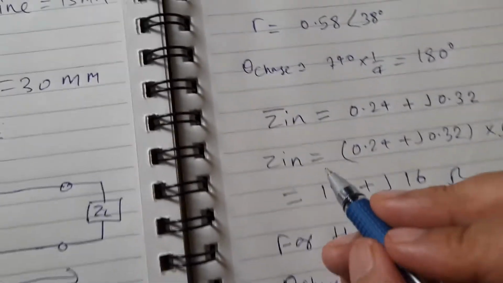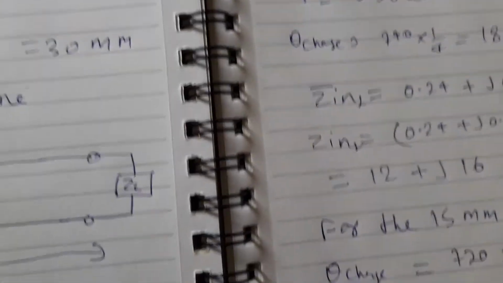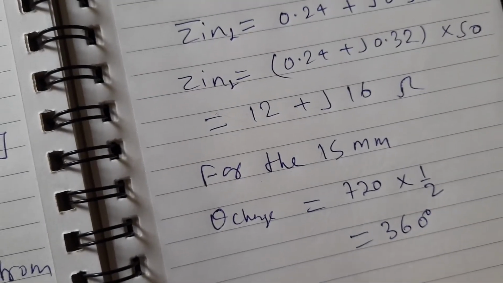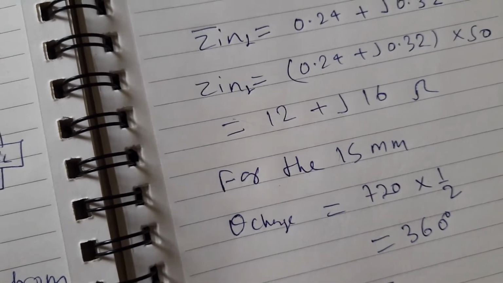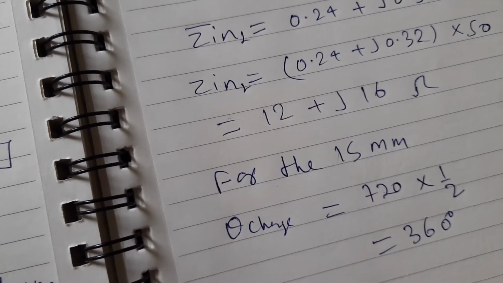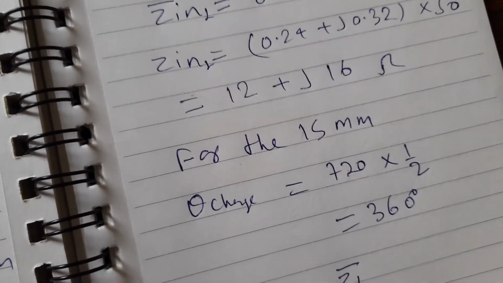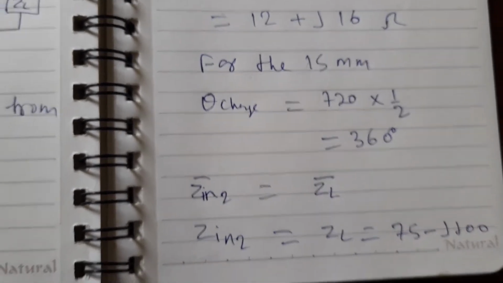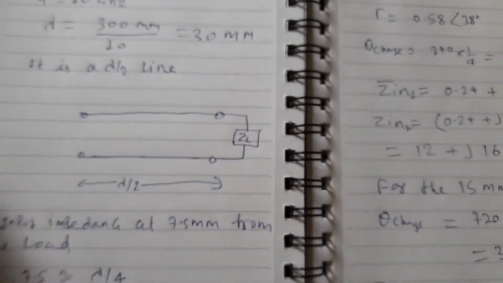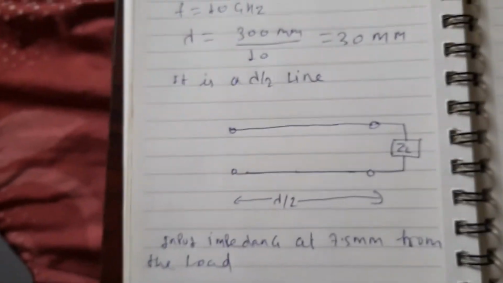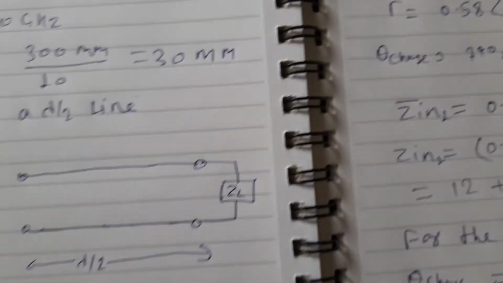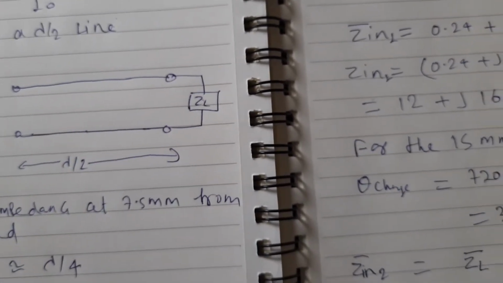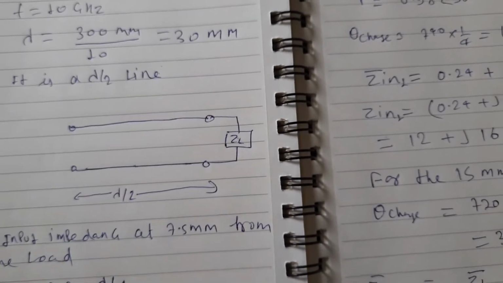I'll write this as z in 1, and I'll write z in 2, so that will be equal to zl bar, and therefore z in 2 will be equal to zl, and that will be equal to 75 minus j100. It is a very easy question, right? One can find nearly the same answer by using the formula.